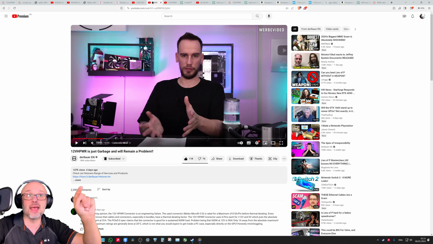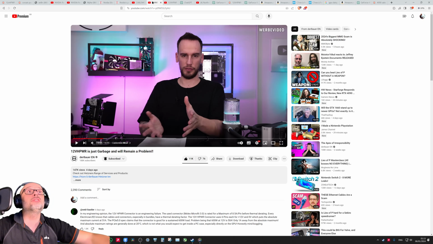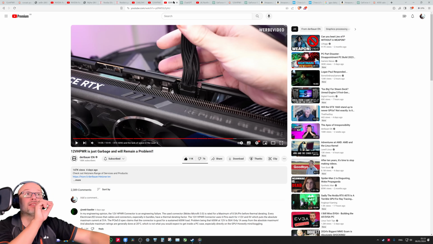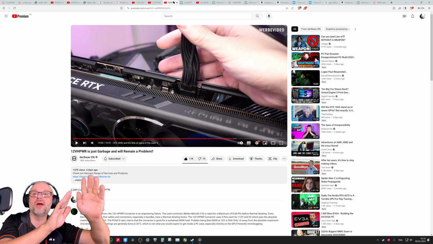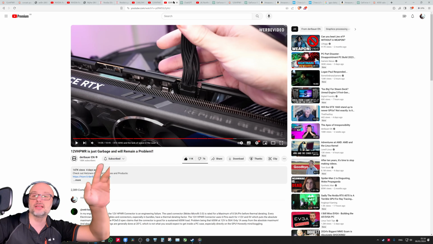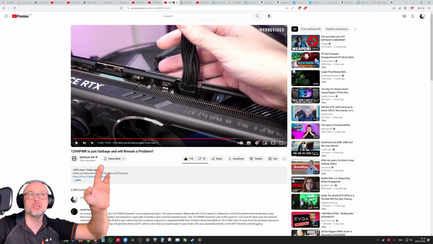And he's saying that this power connector is garbage. This is a problem and it will remain a problem. So he's showing that even when it's fully seated, at least in his 4090, the cable is not bent at all, you blow pretty much on the cable, you bend it a little bit, and he has problems with stability, lost image, like lots of problems.